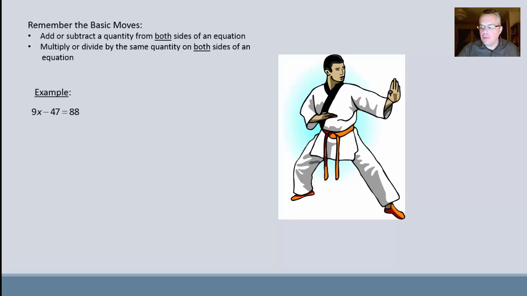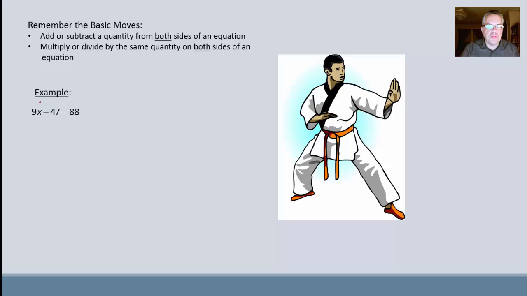Let's do an example. We're going to start using the basic moves to solve an equation. And you should be good at both backtracking and using basic moves. You can do either one. So in our first example, we have the equation 9x minus 47 equals 88. Now I'm going to resist the urge to backtrack. I'm going to solve using basic moves, so I can only add or subtract something from both sides or multiply or divide.